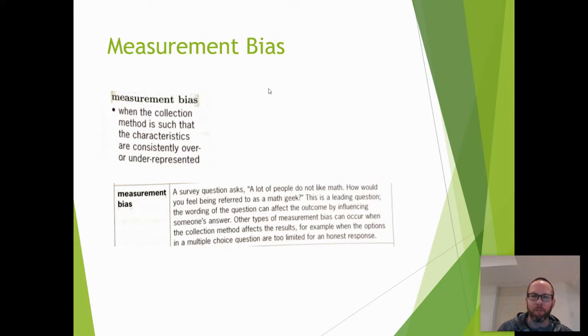So this is one type of example of measurement bias, a leading question where the wording can affect the outcome, influencing someone's answer. Other types of measurement bias can occur when the collection method affects the results, like when in a multiple choice question, the options are too limited for an honest response.